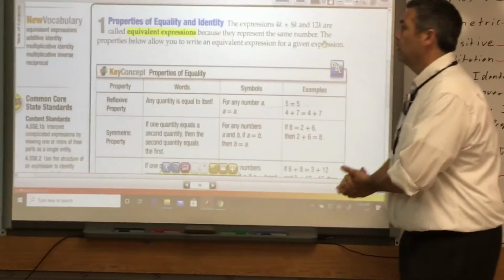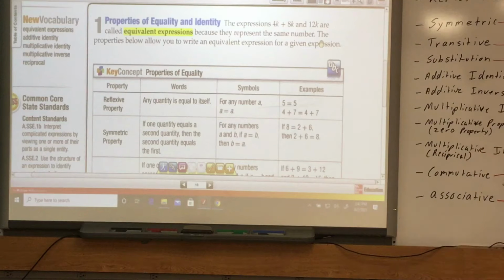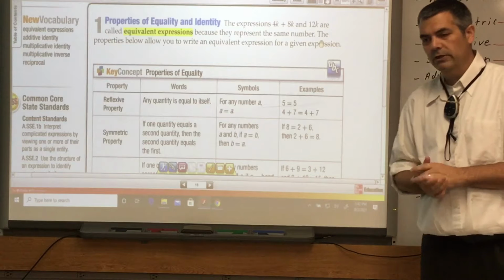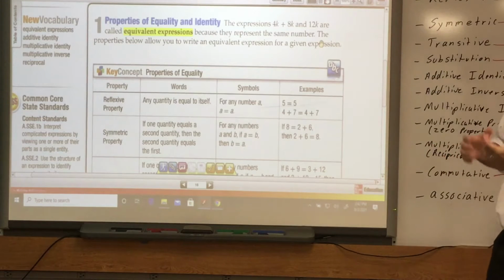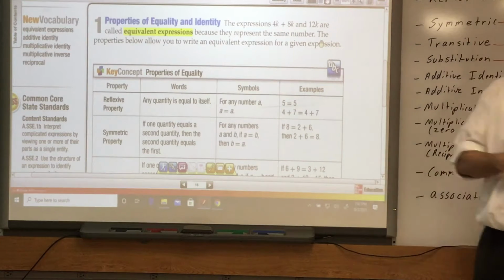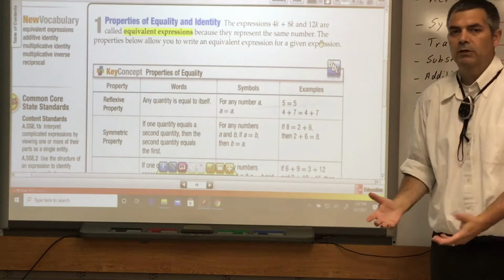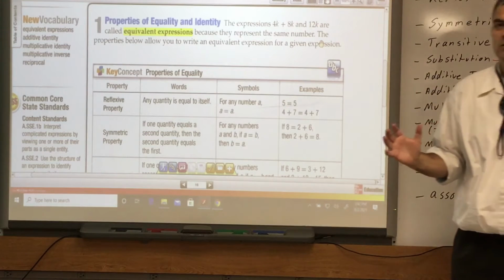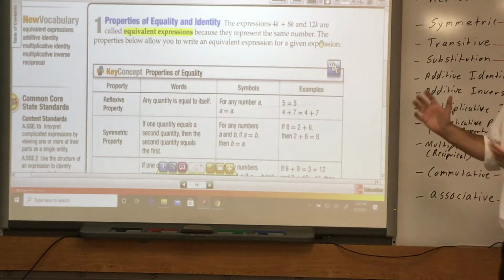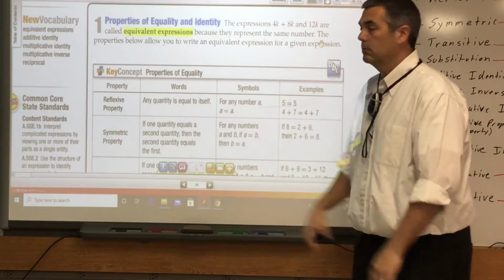All right, so properties of equality and identity. The expressions 4K plus 8K and 12K are called equivalent expressions. They're equivalent because they represent the same number. So if I put 4K and add 8K to it, that gets me 12K. Therefore, they have equal value. Therefore, they're equivalent expressions. This video is all definitions, so you've got to be ready so that you understand what we're talking about, because properties is basically dealing with definition stuff.